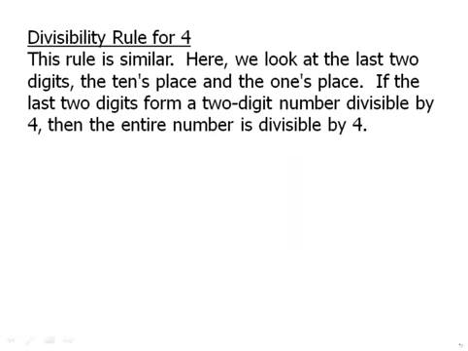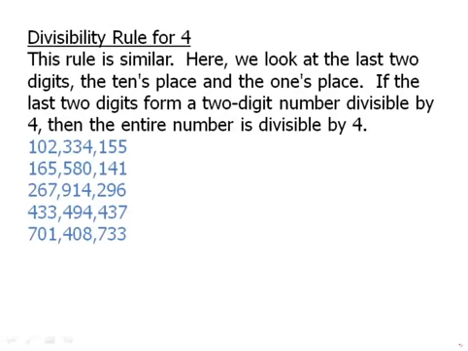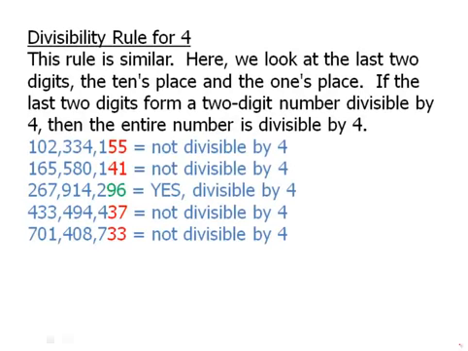Now the rule for 4. This rule is similar. Here we look at the last two digits, the tens place and the ones place. So we have to look at two digits. If the last two digits form a two-digit number divisible by 4, then the entire number is divisible by 4. So again, our same list of long numbers. Look at those last two digits and think of them as two-digit numbers, 55, 41, 96, 37, 33. The only one among those that is divisible by 4 is 96. 96 is a number divisible by 4, so that means that whole middle number is divisible by 4.